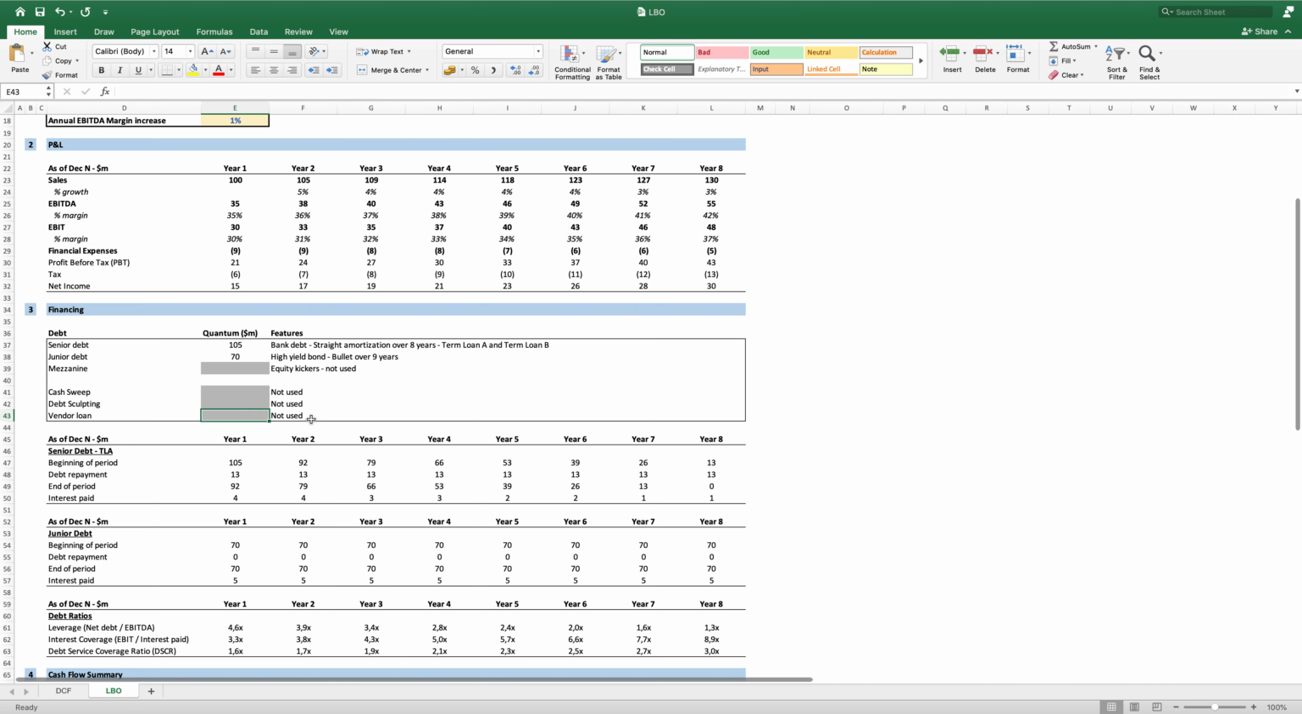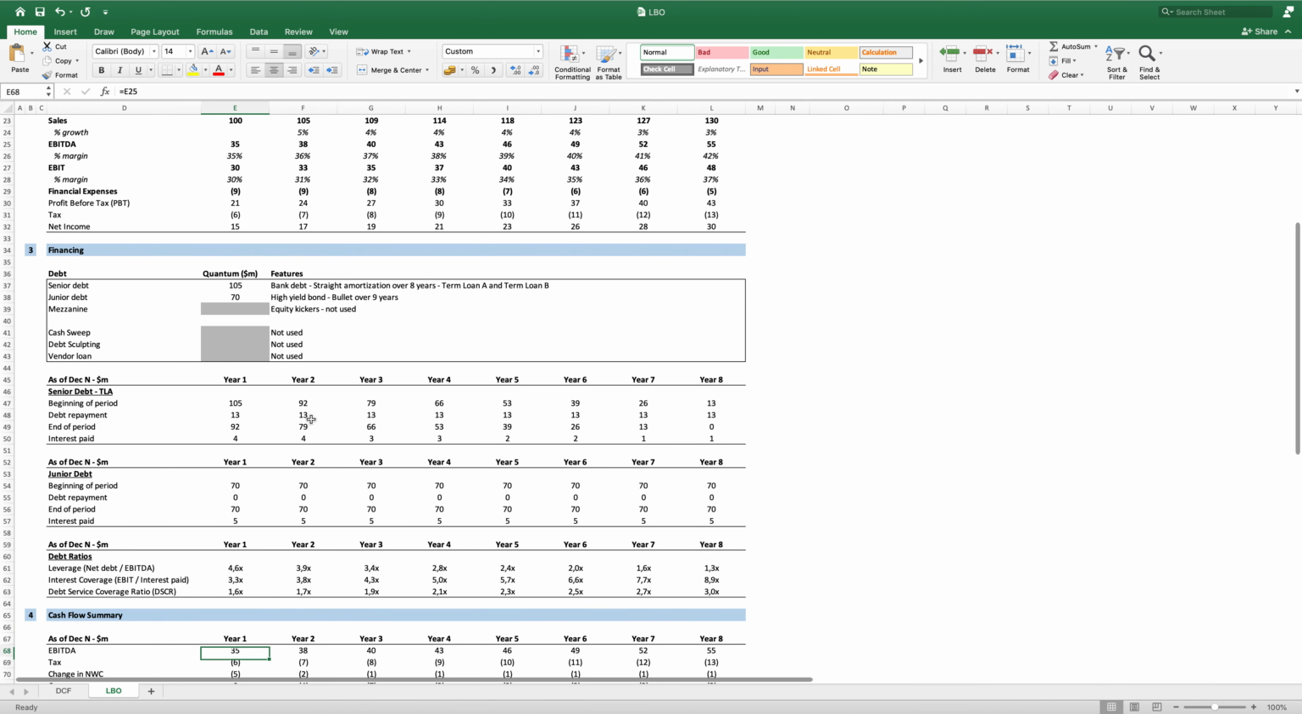Also, another definition you could come across is a vendor loan. As the name says, this is the loan provided by the vendor in order to pay the vendor 100% of the purchase price. You would, for instance, pay just 80% now and 20% later. So it's a loan granted by the vendor in order to help finance the deal. So those are the main definitions.